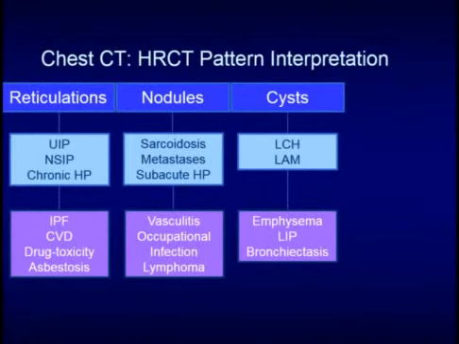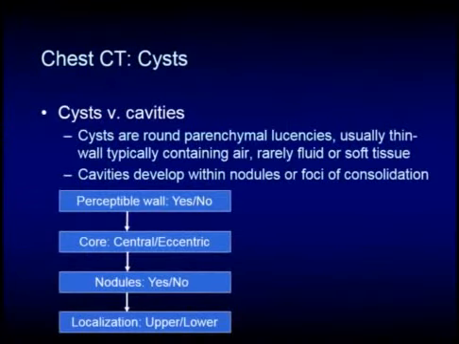Okay, so now we've moved on to the category of cysts, and as Nader mentioned, the two foremost diseases are Langerhans cell histiocytosis and lymphangioleiomyomatosis, but there are other cystic diseases that we'll talk about. So cysts are round parenchymal lucencies, usually thin-walled, typically containing air, but sometimes they can contain fluid or even soft tissue. Cavities develop within nodules or areas of consolidation.